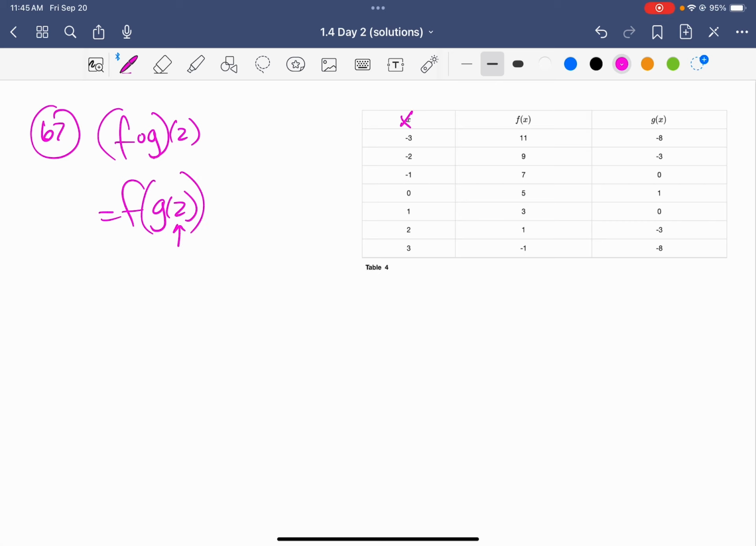So if my input is 2, I look at a positive 2, plug it into g, and the output for g is -3. So you get -3, and I'm going to take f of that. If -3 is my input, I take f of that, I get 11. So that would be 11.